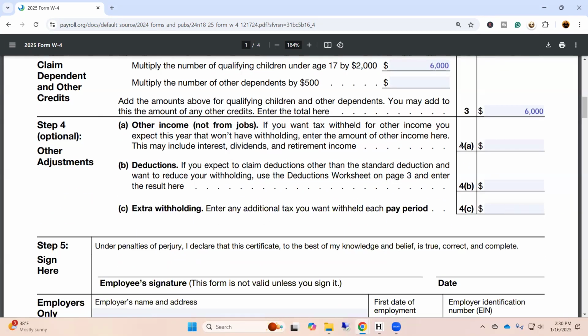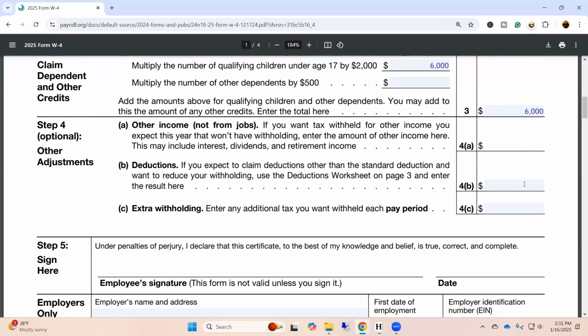Now, moving along to step four, other income. This would be if Daniel had something like dividends, if he was trading stock, or had interest from his bank account. We would want to take that into account right here. Actually, excuse me, other income is going to withhold more, not less, because we're factoring in your other income that doesn't have withholding, such as dividends and interest.